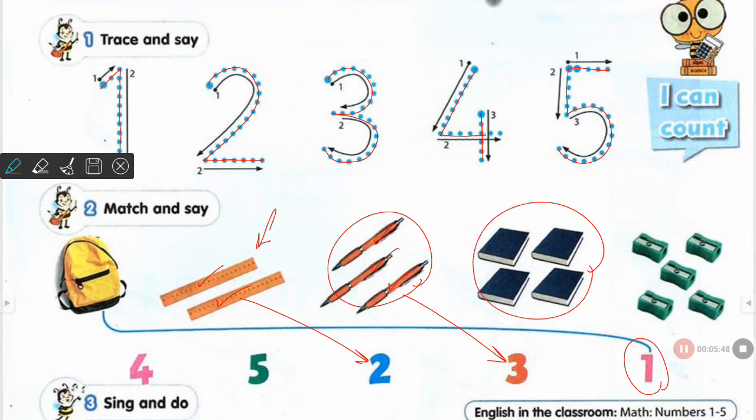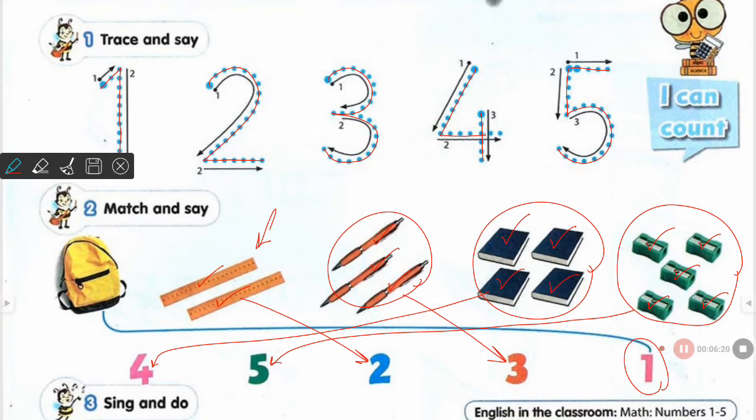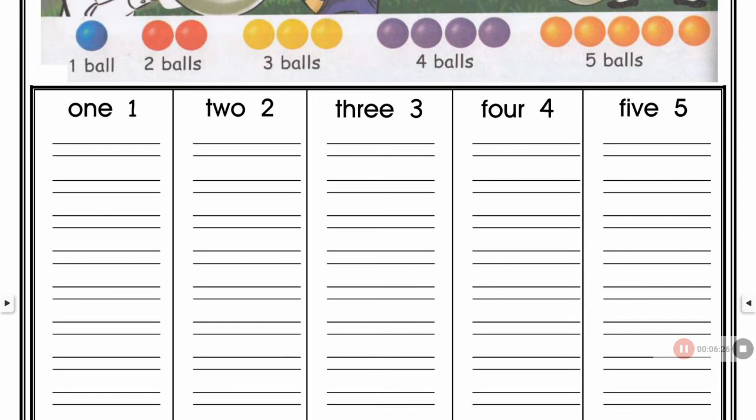How many books here? Let's count. One, two, three, four books. So match with number four. And the last picture, how many sharpeners here? Let's count the sharpeners. One, two, three, four, five. Yes, five sharpeners, match with number five.